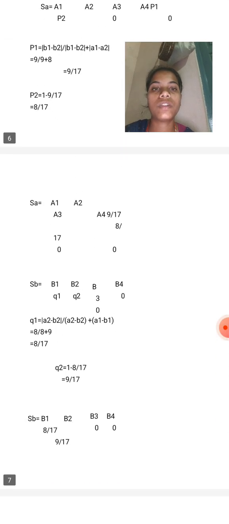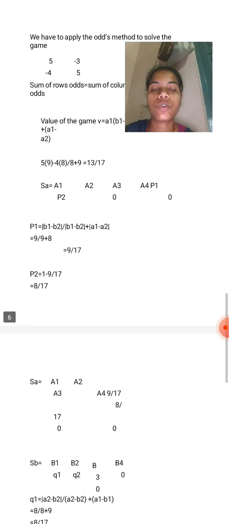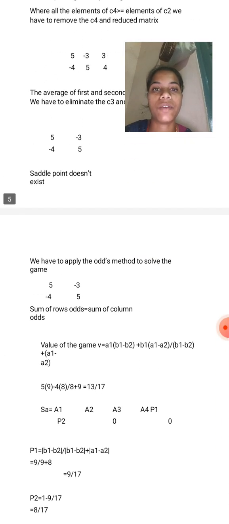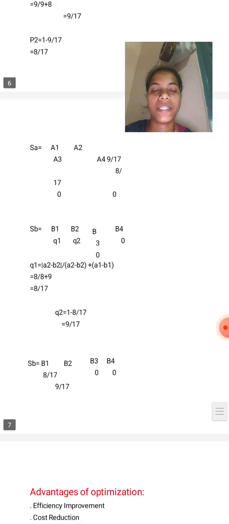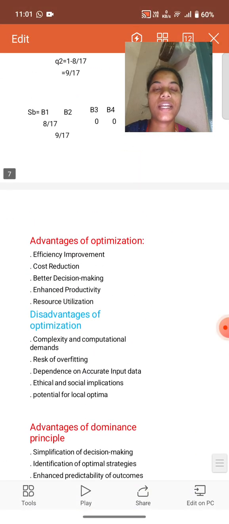So this is about the procedure to solve the given problem optimally by using the dominance principle. So when it comes to the advantages of optimization, the advantages are efficiency improvement, it will improve the efficiency; cost reduction, it will reduce the cost; better decision making; enhanced productivity, it will enhance the productivity also; and resource utilization, it will utilize the resources efficiently.